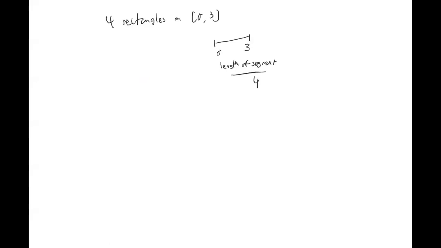Fair enough, right? So if it was, say, 1 to 5, and I want 4 pieces, well, I need to find the length of the segment. The length is 5 minus 1 divided by 4. So each one would have a width of 1 in this case, right? In this case, it would be 3 minus 0 divided by 4. So it's 3/4. Everyone see that?